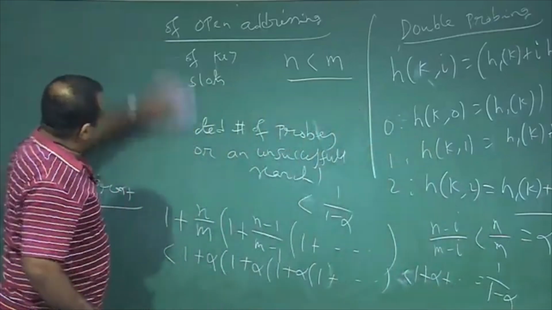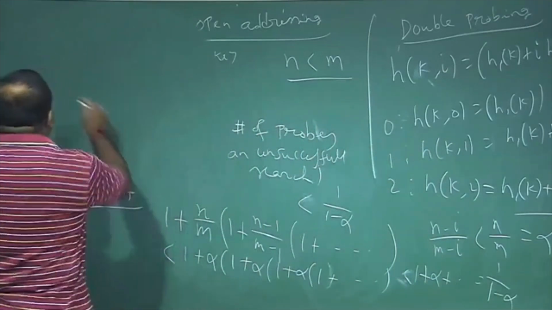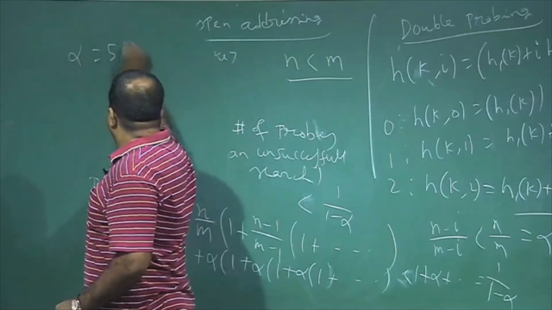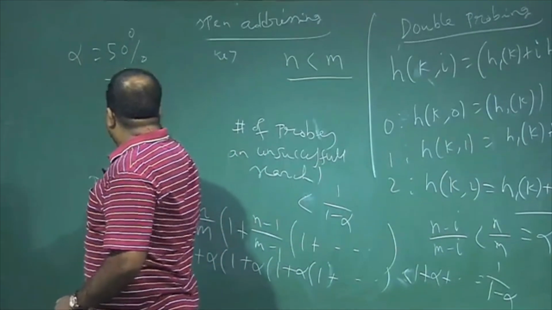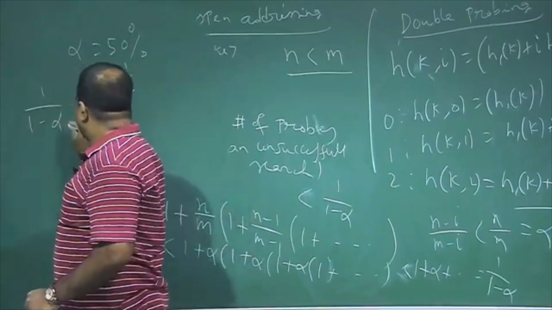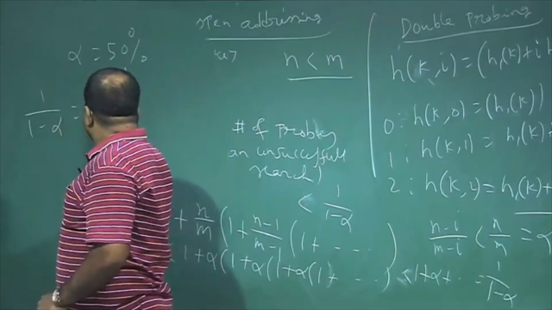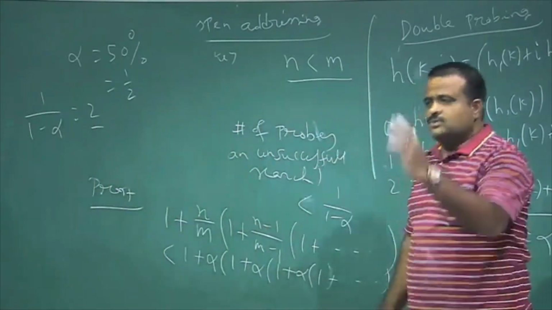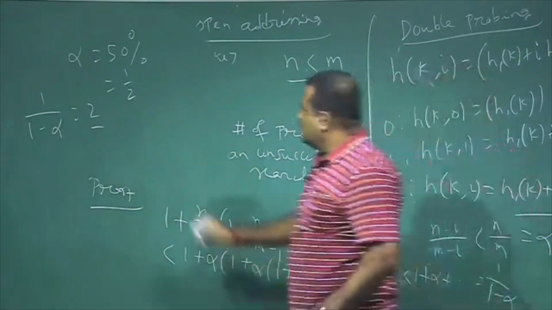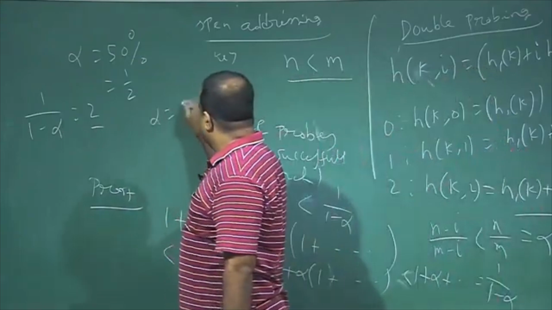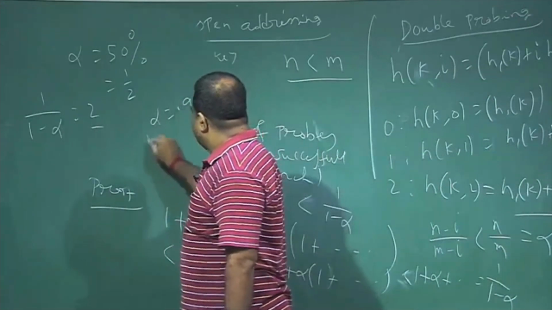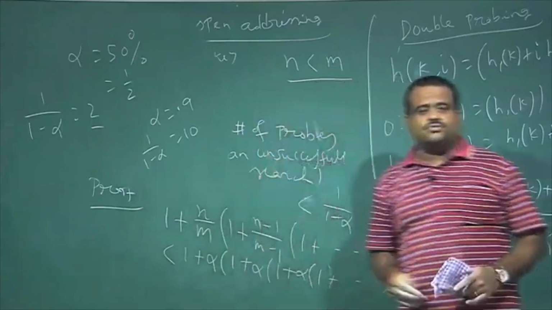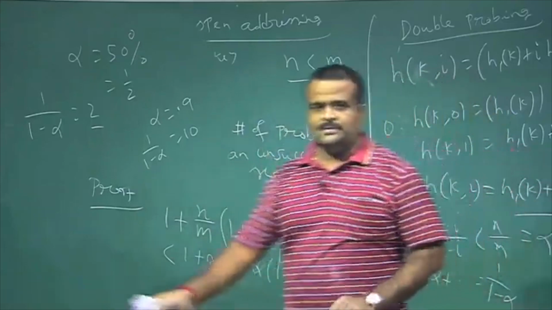Now if our table is half full, that means alpha is 50%, then what is 1 by 1 minus alpha? It is 2. So if the table is half full, we need only 2 probes for an unsuccessful search, but if the table is 90% full, 0.9, then we need 10 probes for an unsuccessful search. Okay, thank you.